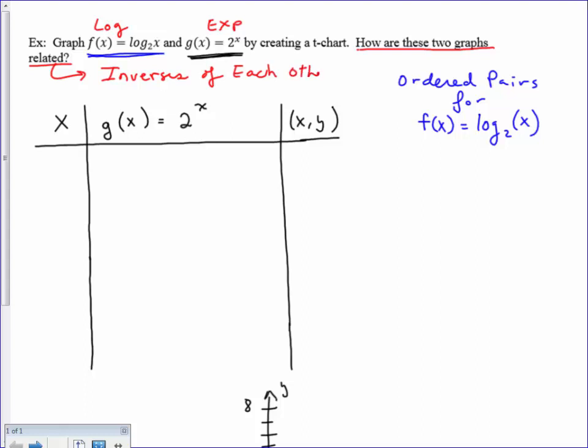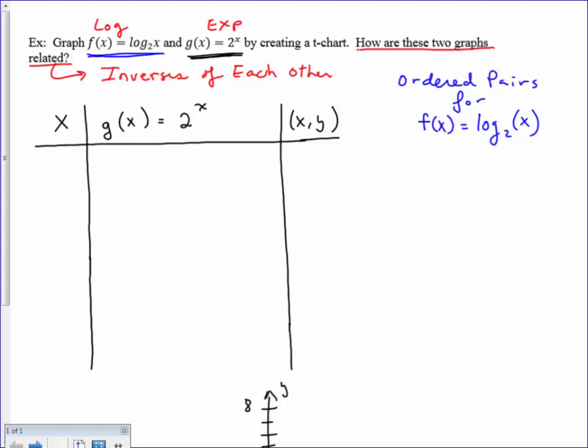Now, knowing that, here's what we're going to do. At the moment, we know very little about a log function, except that it's the inverse of an exponential function. In an earlier section, we learned how to graph an exponential function by creating a t-chart. Because I know inverse means switch the x and y coordinates, I'm going to create a t-chart for my exponential function that I know something about, and then I'm just going to switch the ordered pairs for the log function.